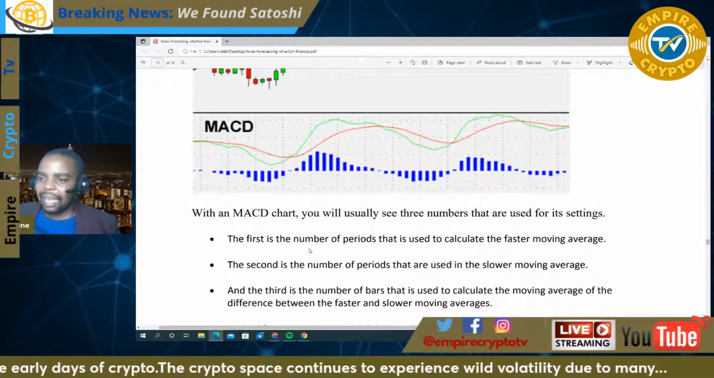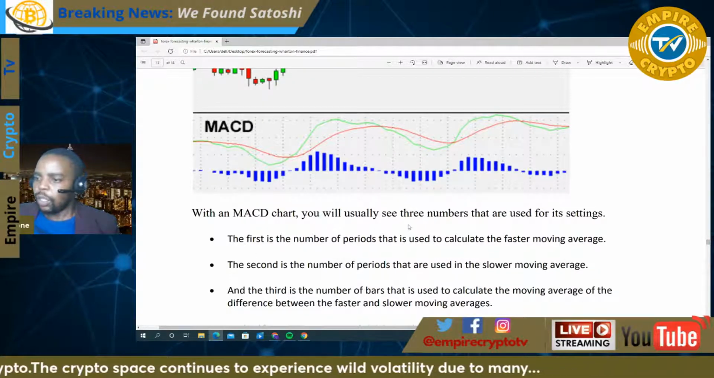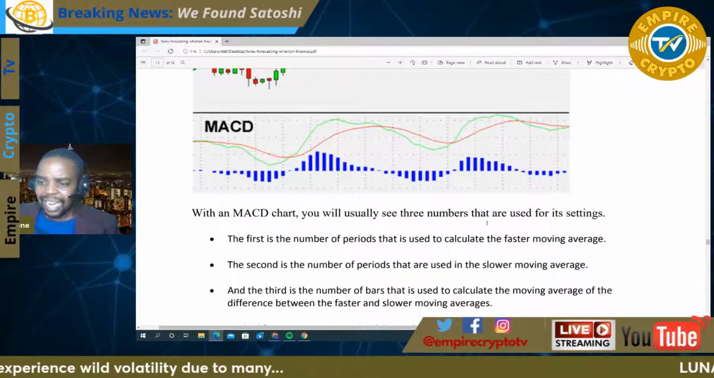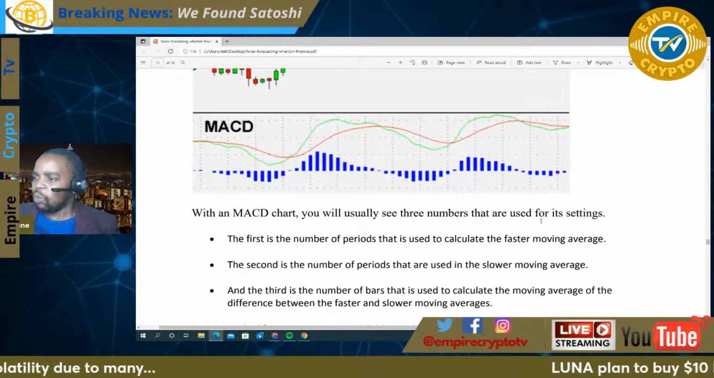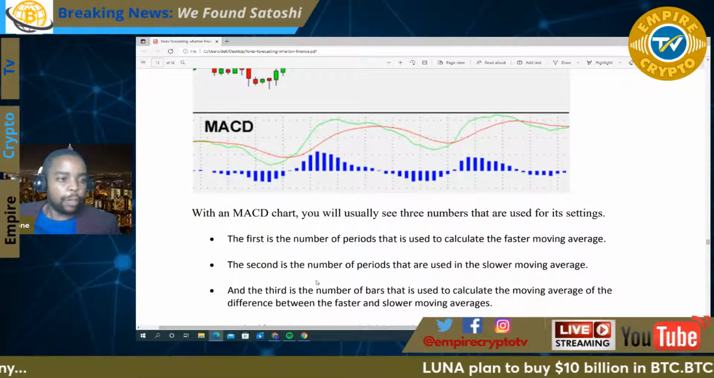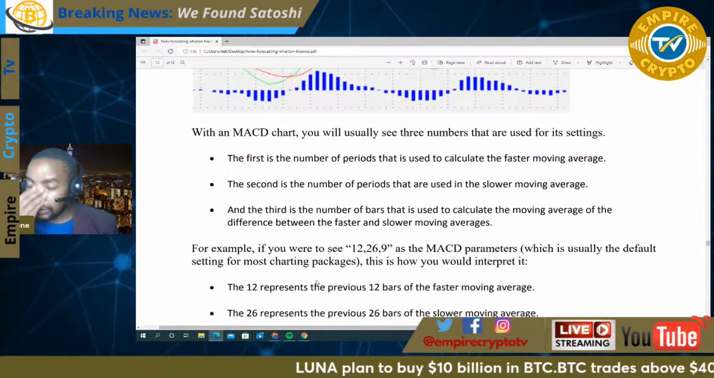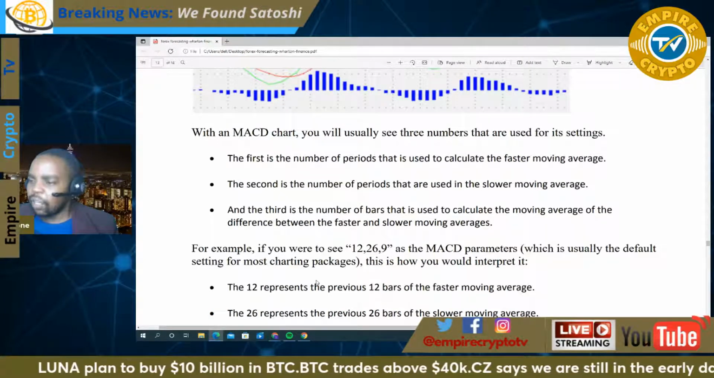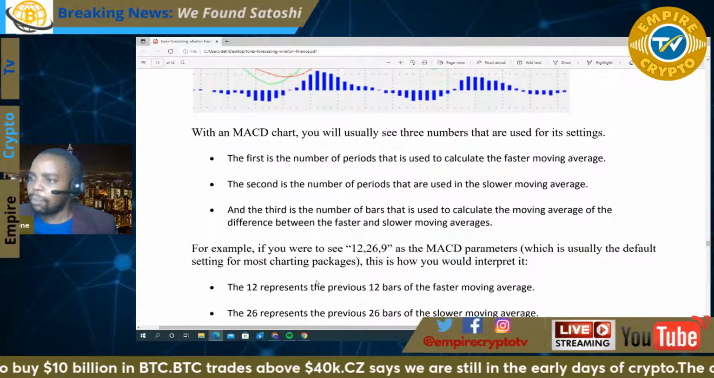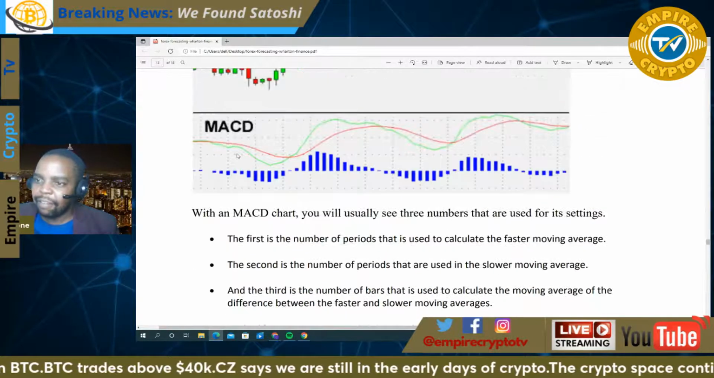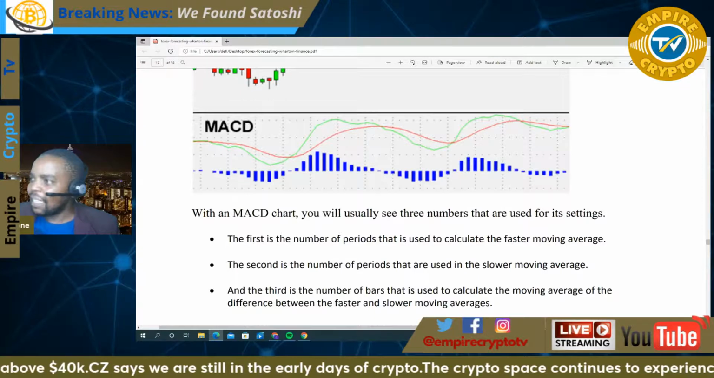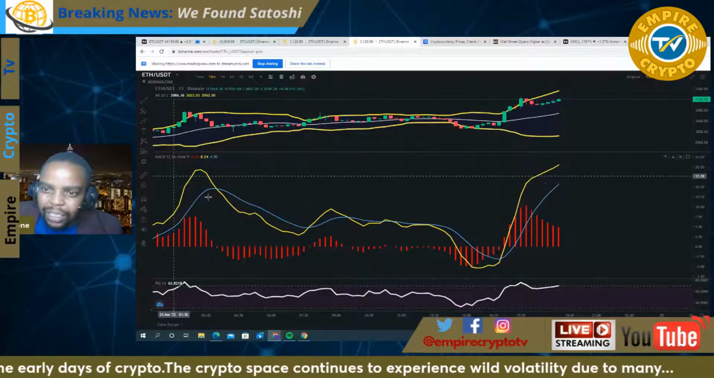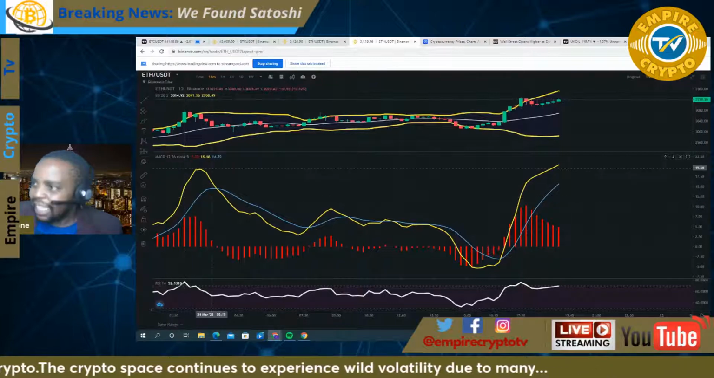In a MACD chart, you will usually see three numbers, 26, 9, and 12, that are used for its settings. If you ever use these indicators, you'll always encounter these numbers. The first is the number of periods that is used to calculate the faster moving average. The faster moving average in this case is the yellow line here, which is a 12-period moving average.